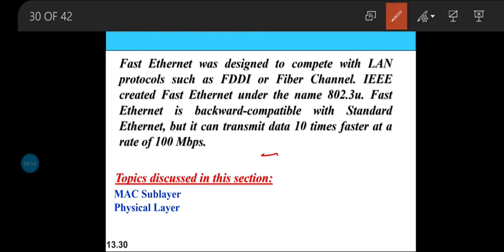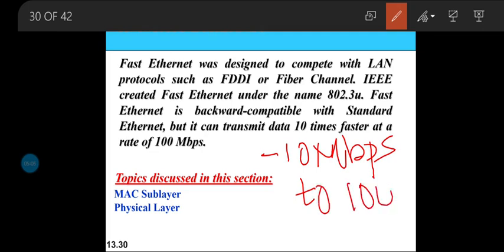So when I say incompatible devices, I can have a device which is working fine with my standard Ethernet, which is of 10 Mbps, and I can help that device communicate with one more device which is compatible with 100 Mbps. Means a standard Ethernet device, I can make that work with or communicate with a 100 Mbps device.